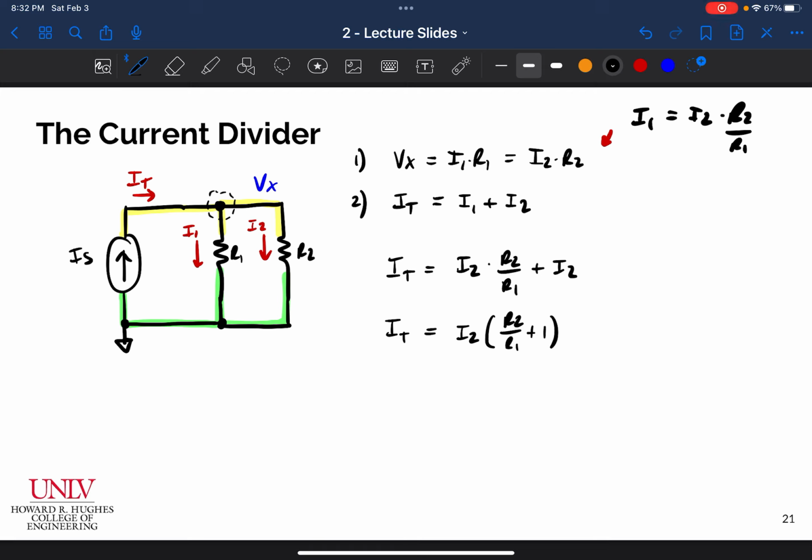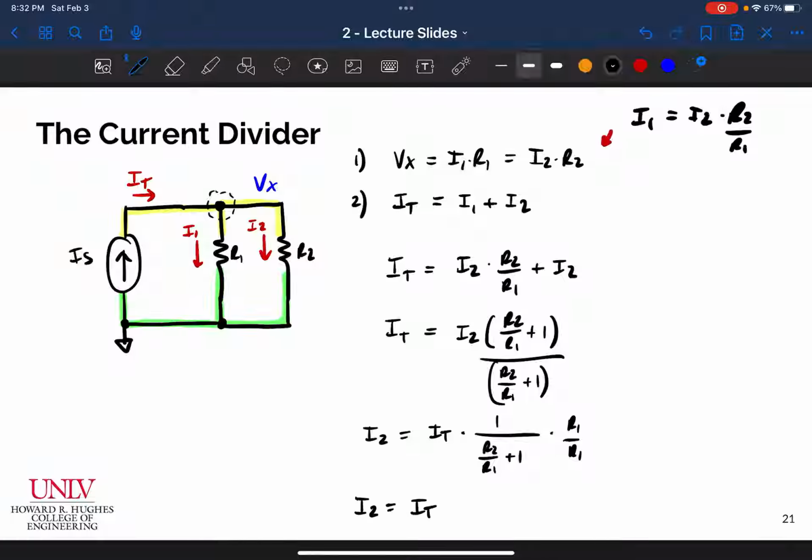And now I want to solve for I2 in terms of IT. So I will divide both sides by this entire term here. And I'll get that I2 is IT times 1 over R2 over R1 plus 1. And now I can multiply the top and the bottom by R1. And I will get that I2 is equal to IT times R1 over R2 plus R1. All right, so that is the current divider equation.